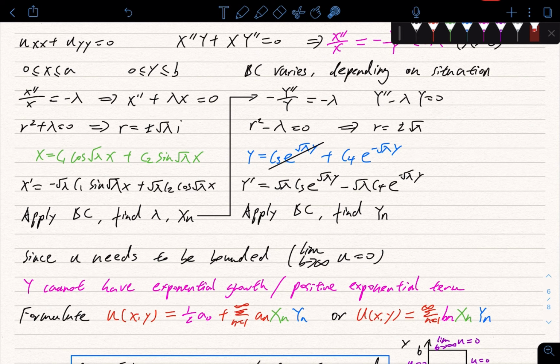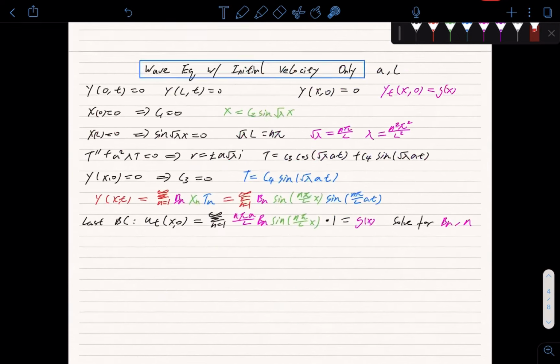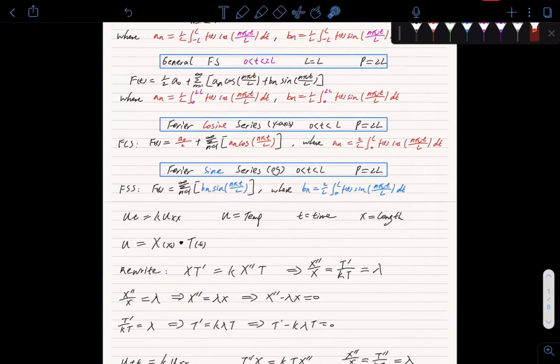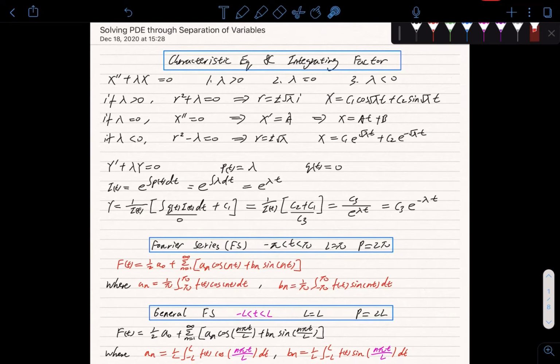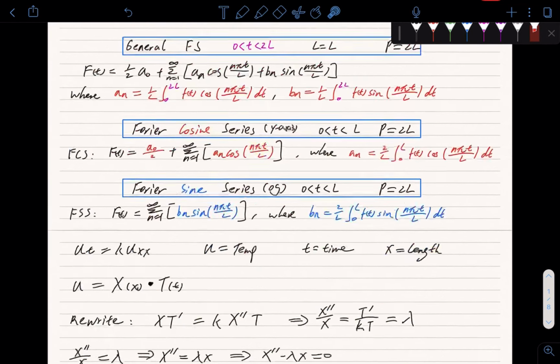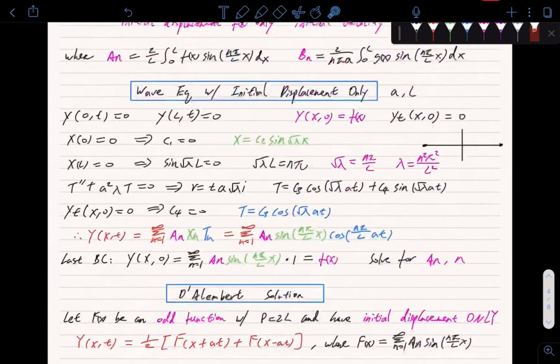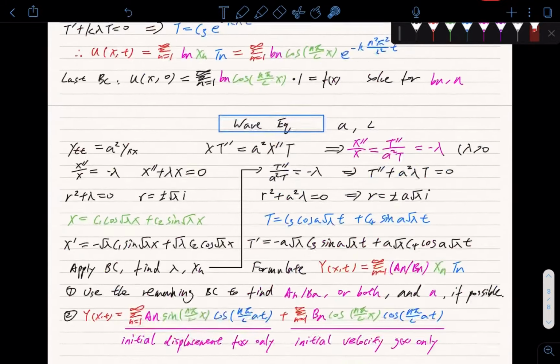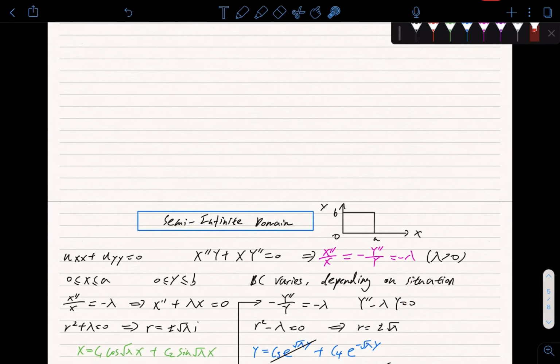But yeah, this is literally everything you need to know. We've come all the way from reviewing the heat equation, the wave equation, and then the semi-infinite domain.